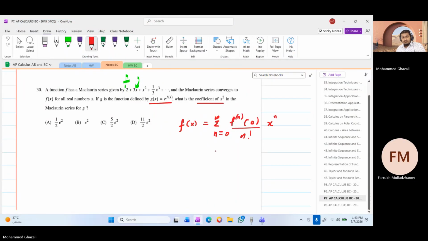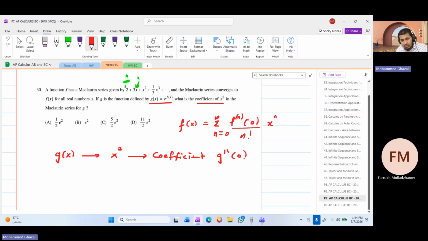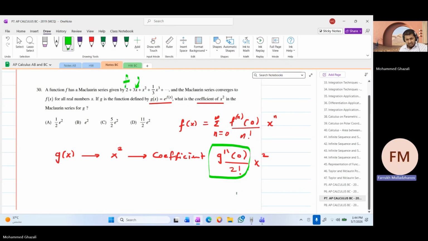Make sense? Now, if you want the coefficient of x squared, you're going to have the second derivative evaluated at 0 over 2 factorial, but for g of x. So the coefficient we are looking for is g double prime of 0 over 2 factorial. That's the term we're looking for. Are we good? Yes, the coefficient of x squared.